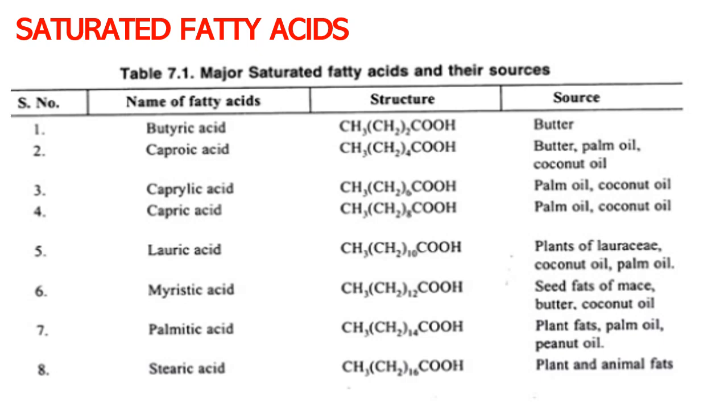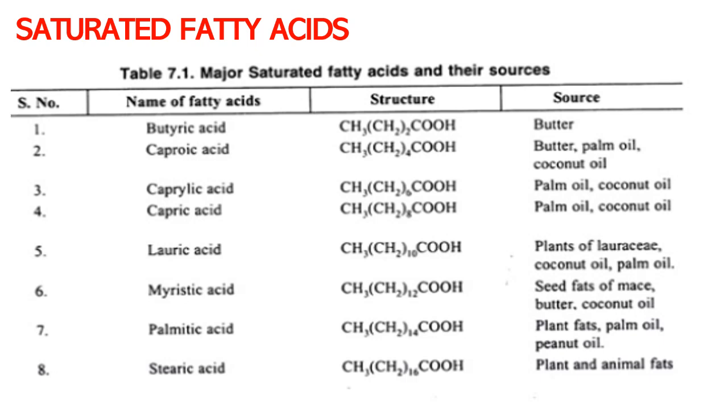Next, saturated fatty acid. Major saturated fatty acids and their sources. First, there are some examples of fatty acids with their structures and the sources from which they are obtained. Like first, butyric acid. The formula of butyric acid is CH3(CH2)2COOH, and its source is butter. Next, caproic acid. The formula of caproic acid is CH3(CH2)4COOH, and sources are butter, palm oil, and coconut oil.